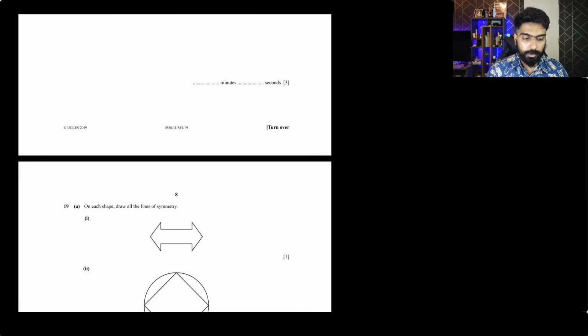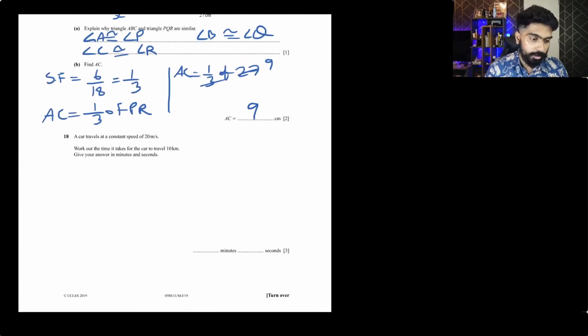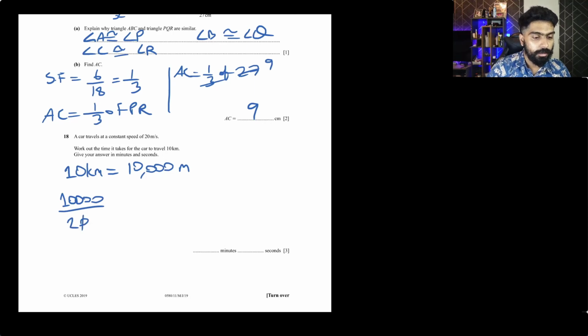Now let's go to the next one. Question 18, boys and girls. A car travels at a constant speed of 20 meter per second. Work out the time it takes for the car to travel 10 kilometer. First of all, let's convert it into meter. So 10 kilometer is equal to 10,000 meter. In order to find the total duration, we take 10,000 divided by 20, which gives us 1000 over 2 is 500 seconds, right guys?